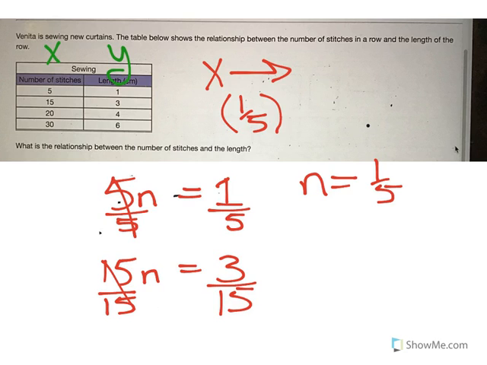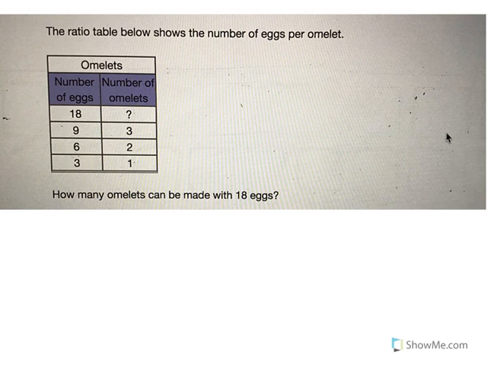So, when they're looking for the relationship, what is the relationship between the number of stitches and the length? There are 5 stitches and 1 centimeter. Or you could say, how do I go from 5 to 1? It depends upon how they ask the question. You can say you're dividing by 5, or you could say you're multiplying by 1/5. All of those would be correct. So, let's look at the last problem.